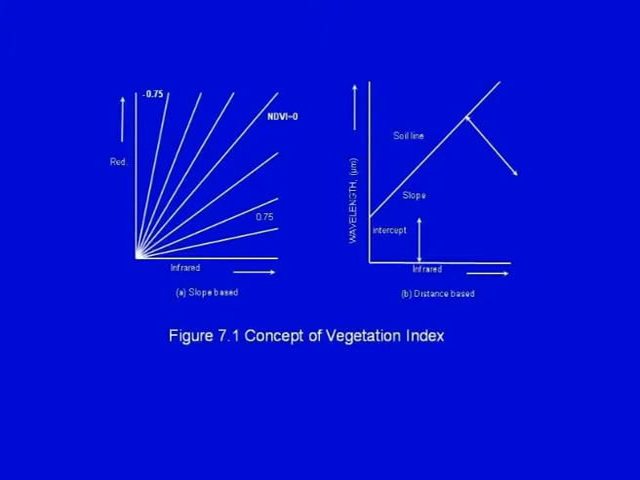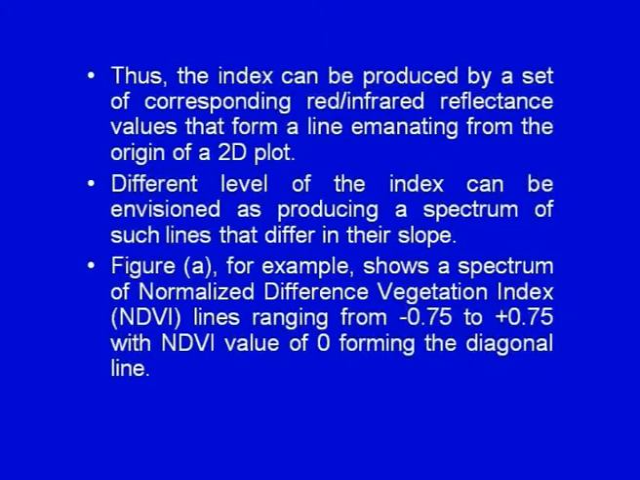The slope based vegetation indices are simple arithmetic combinations that consider the spectral response patterns of vegetative areas in the red and near infrared portions of the electromagnetic spectrum. Thus, the index can be produced by a set of corresponding red by infrared reflectance values that form a line emanating from the origin of a 2D plot. Different levels of index can be envisaged as producing a spectrum of such lines such that they differ in their slope.